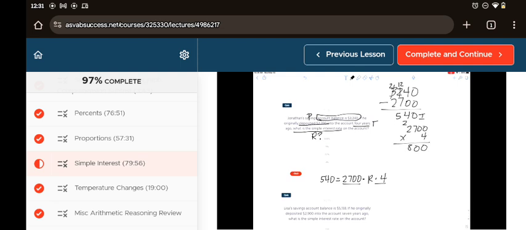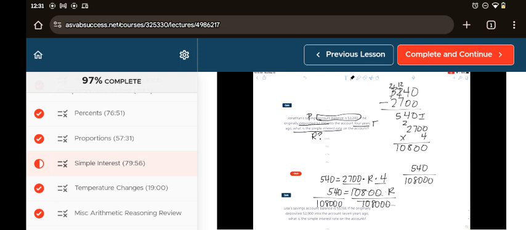So 540 is equal to 10800 times R. So now I have to divide by 10,800, and I have to do that on both sides. And why do I do that? Because I want to solve for R, so if it's multiplied to the R, I'm going to divide. So 540 divided by 10,800 gives me this.